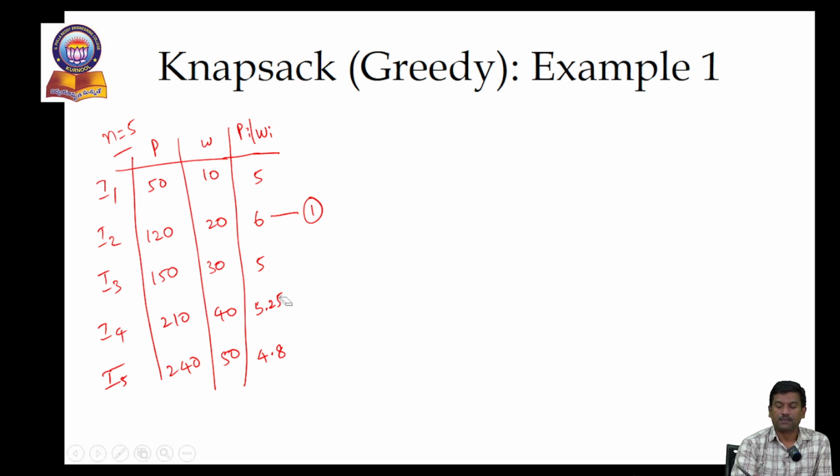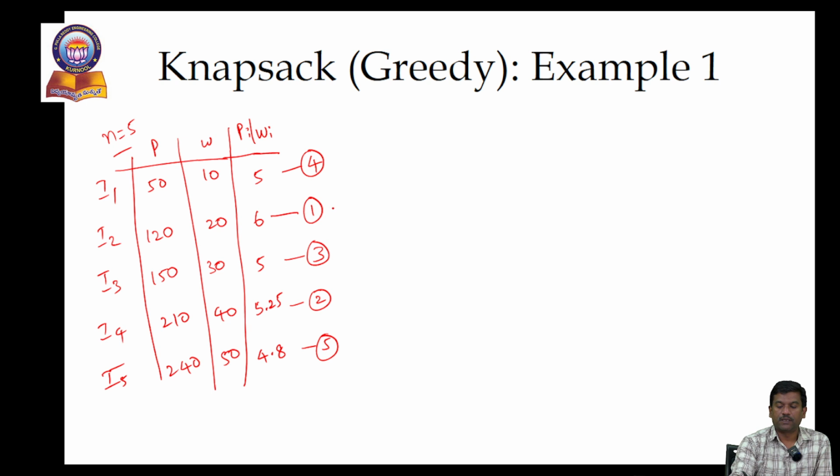5.25 will be your second item. And the next item can be either item 3 or item 1. And the next item, consider it to be 4. And the last item, according to pi by wi, is the 4.8 value.